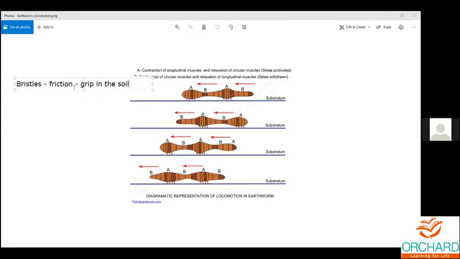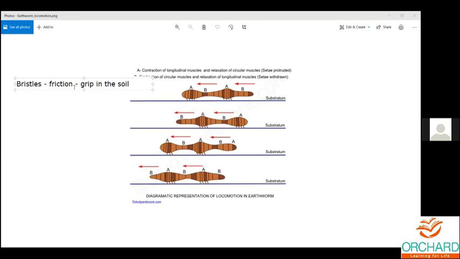So we already know the earthworm is called the farmer's friend, right? They turn all the degraded waste into manure. The earthworm plays a vital role, so it needs to grip the soil to do this. And the main thing is that bristles are present on the earthworm. Yes, so that helps in gripping the soil.